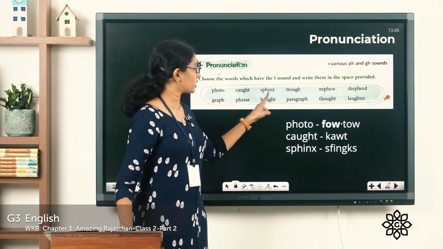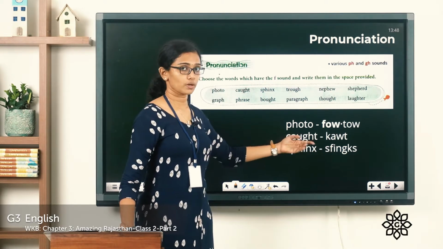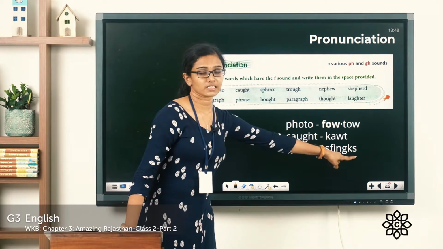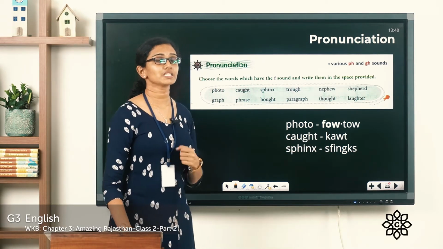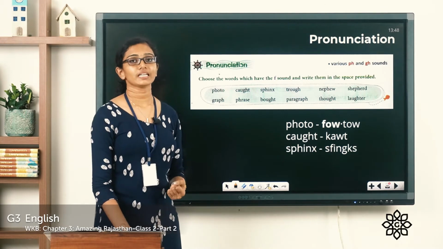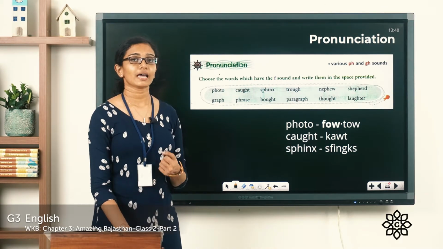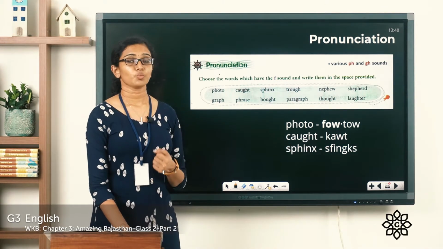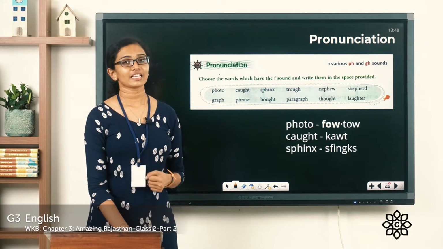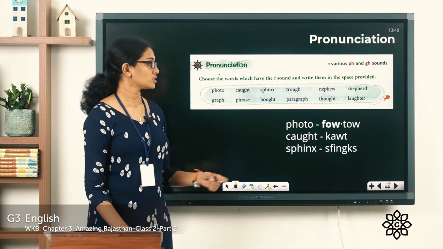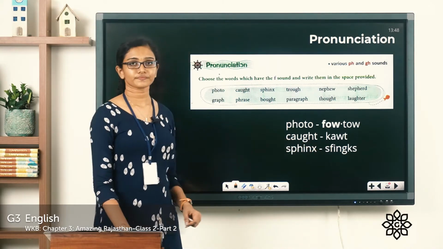Now the third word, you read this word as sphinx. How do you read it? Sphinx. What do you mean by sphinx? Sphinx is an imaginary creature in the Egyptian mythology which has the head of a human or an animal and has the body of a lion. So it has an F sound.